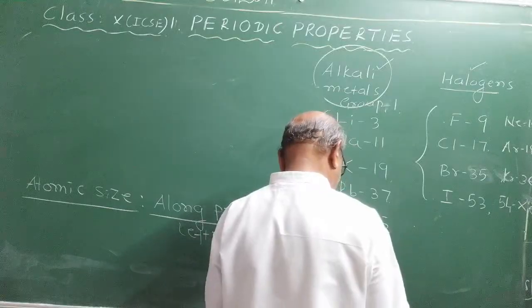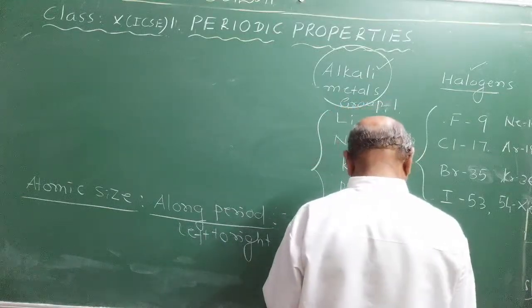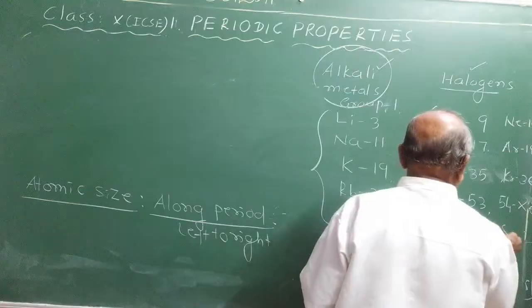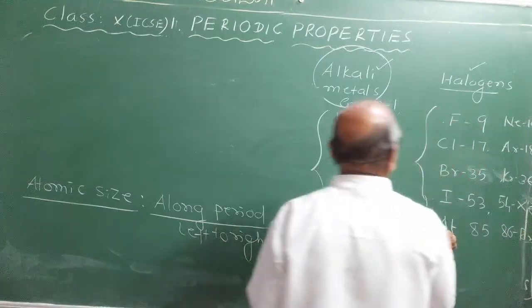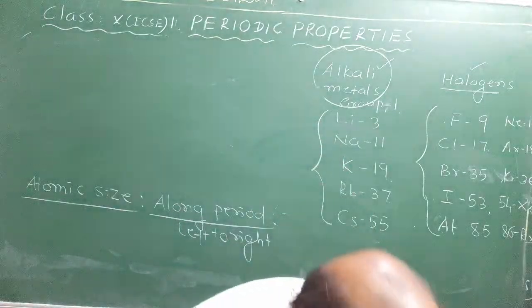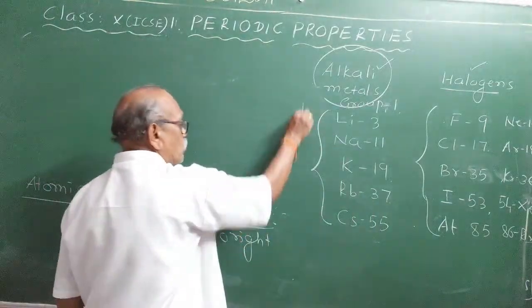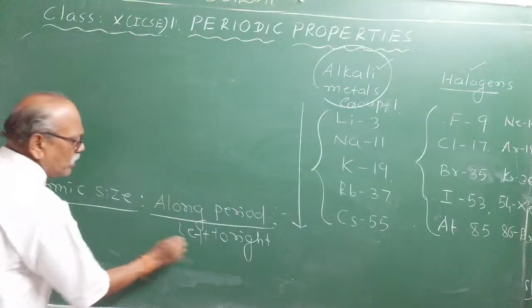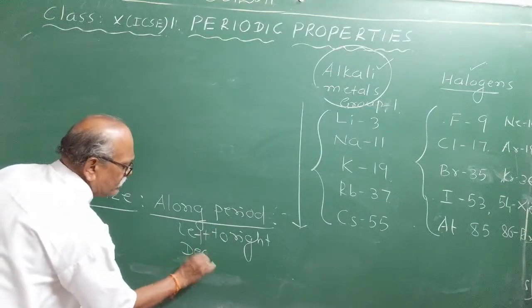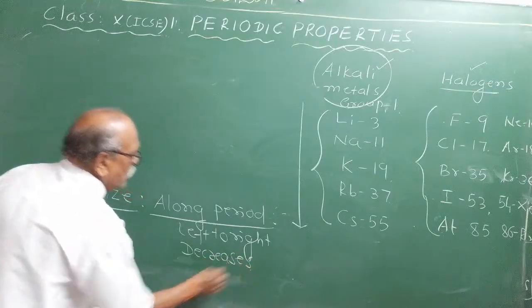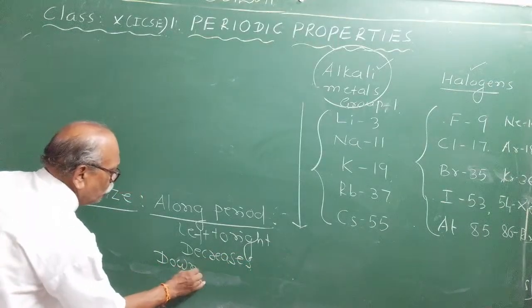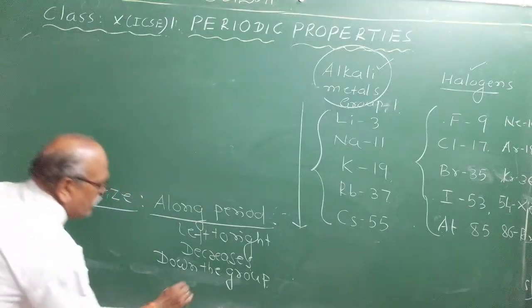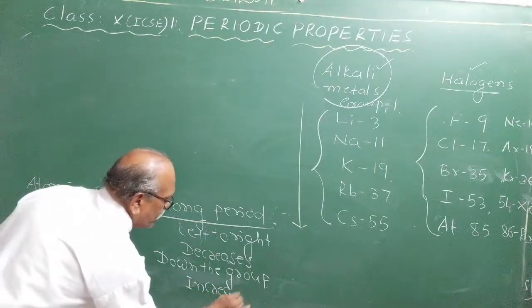After iodine, you have astatine with atomic number 85, and 86 will be radon. Only remember them, because you need not consider radioactive elements. So down the group, what happens to the atomic size? Along the period, left to right, it decreases. Remember, down the group, atomic size increases. In detail we discussed about it.